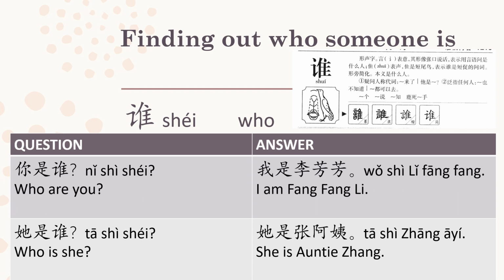Okay, next one. How do we ask a question about who someone is? Also a very important point here. When you ask a question in Chinese, you don't need to change the order. You don't need to put a question word at the beginning. So the question order is exactly the same as the statement sentences. 你是谁? Who are you? And you can answer 我是李芳芳. I am someone. 李芳芳 is a name.